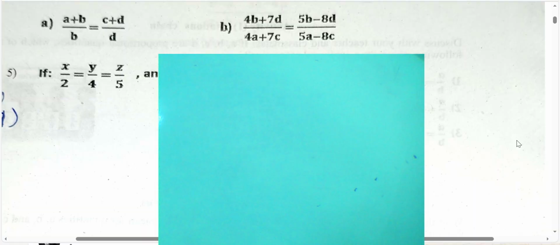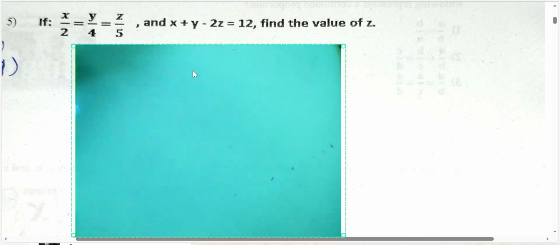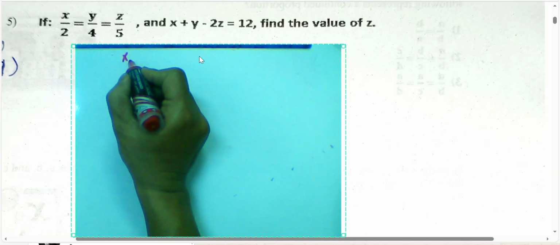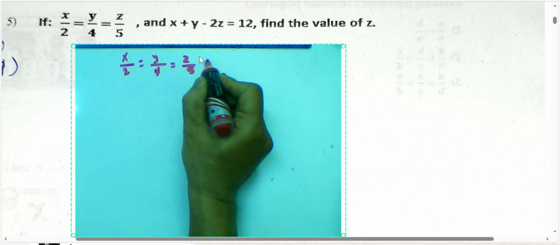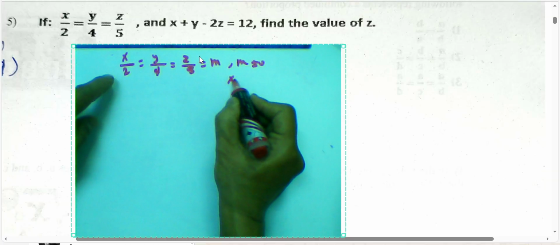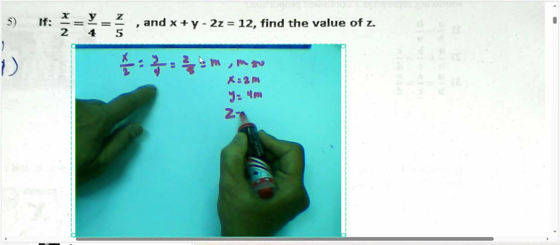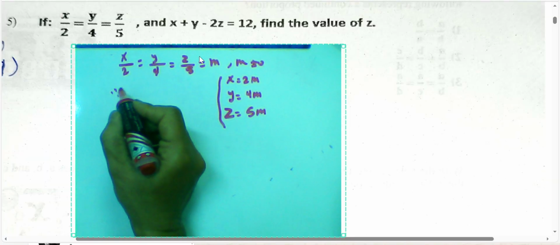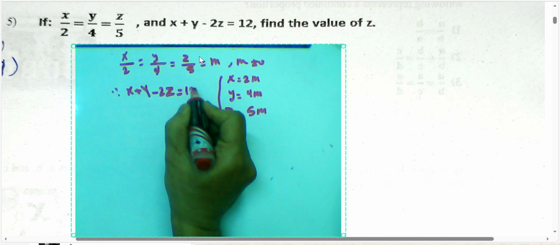Next question, number 5. X over 2 equals Y over 2 equals Z over 5, and X plus Y minus 2Z equals 12. Find the value of Z. First, we can write X over 2 equals Y over 4 equals Z over 5. Write here constant M, and M not equal 0, or K. The value of X equals 2M, and Y equals 4M, and Z equals 5M, such that we have X plus Y minus 2Z equals 12.